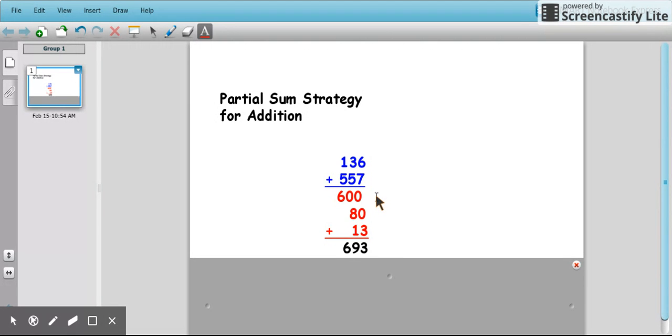So this is the partial sum strategy for addition, because this is the partial sum of part of the equation, then another partial sum, then another partial sum, and then we're putting it all back together. So it's the partial sum strategy for addition.